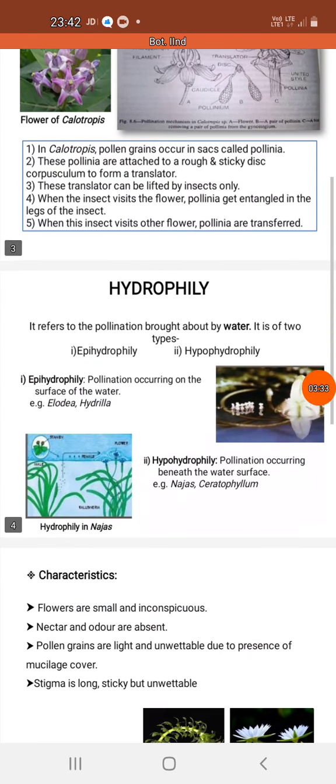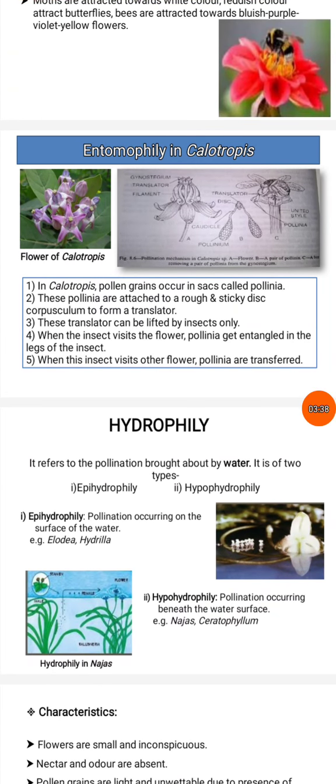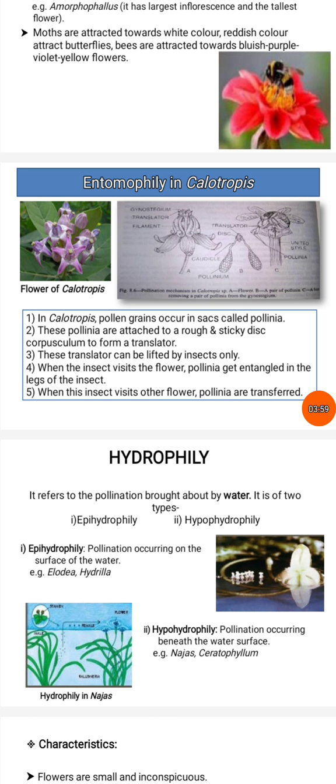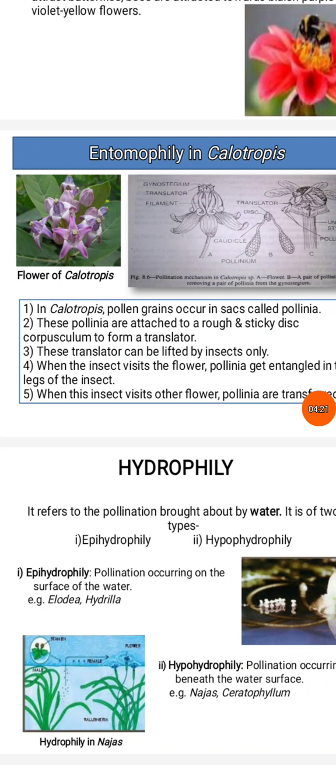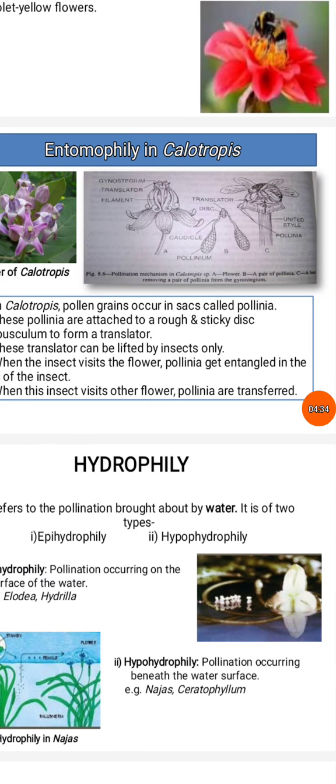Then there is one example, that is entomophily in Calotropis. Calotropis is very familiar in the regional language; in Marathi we call it Rui. In the figure there is a flower of Calotropis, and the second figure shows the internal structure of the Calotropis flower. In Calotropis, pollen grains occur in sacs called pollinia. These pollinia are attached to a rough sticky disc, the corpusculum, to form a translator.